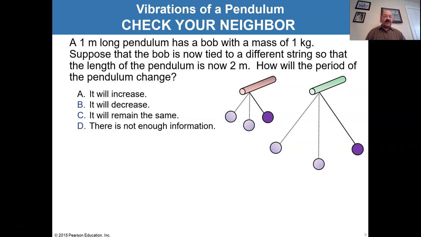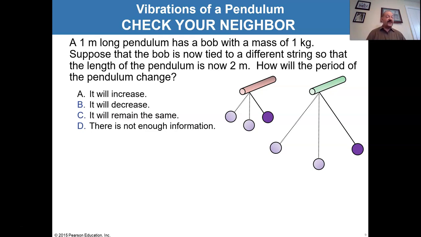A 1 meter long pendulum has a bob with a mass of 1 kilogram. Same pendulum we're starting with before. Suppose the bob is now tied to a different string so that the length of the pendulum is now 2 meters. How will the period of the pendulum change? It will increase, it will decrease, remain the same, not enough information.